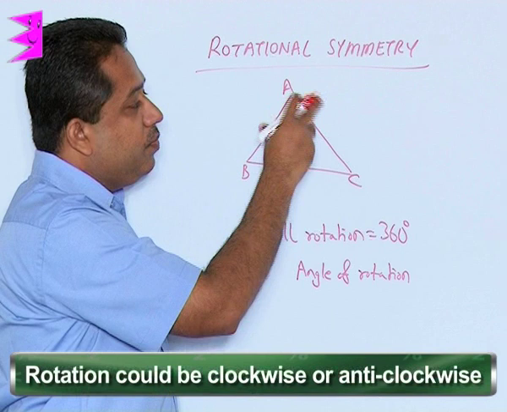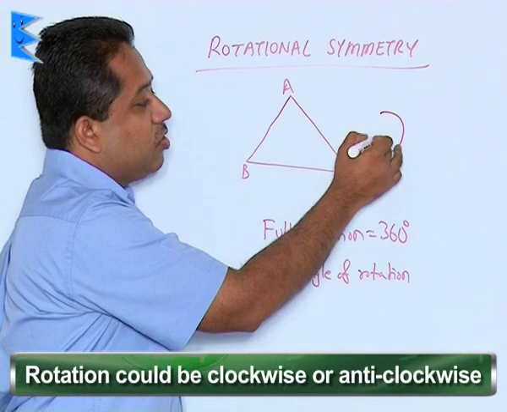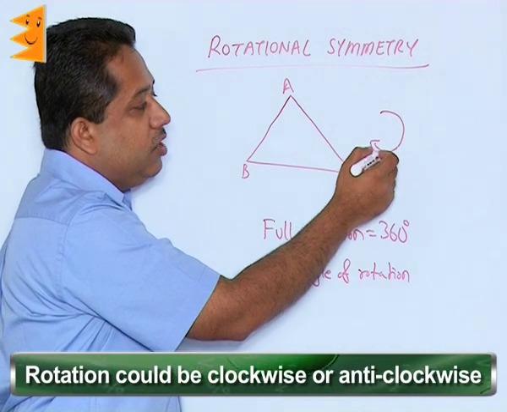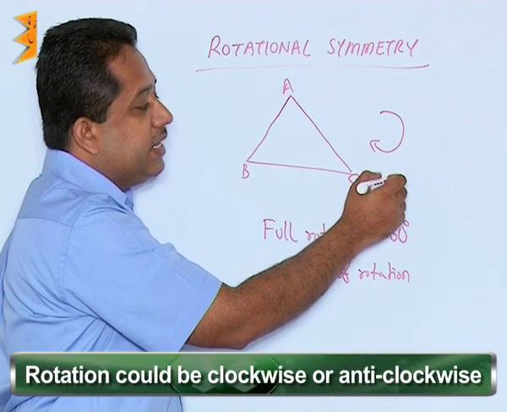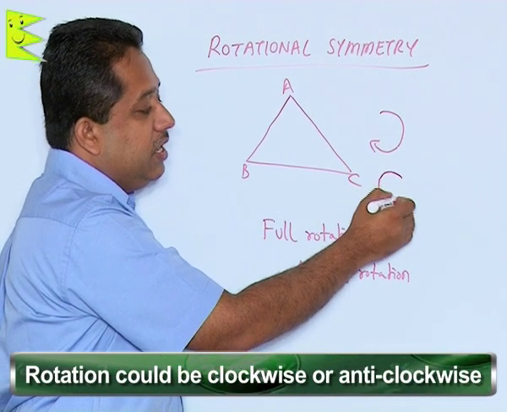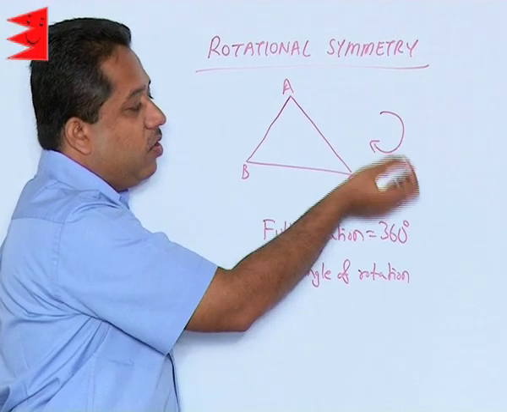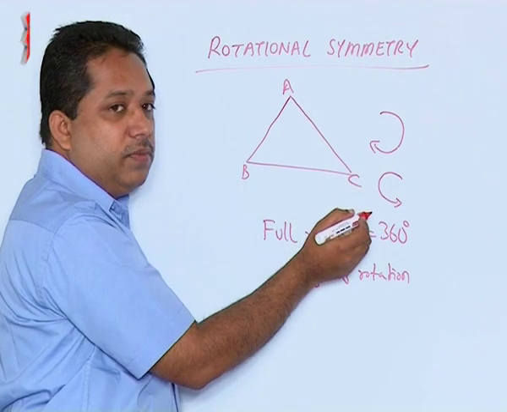Now the rotation could be clockwise. This is clockwise, just like the minute hand of the clock moves or the hour hand moves, and it could be anti-clockwise, that is against the minute hand of the clock. So we have a clockwise rotation or an anti-clockwise rotation, that doesn't matter.